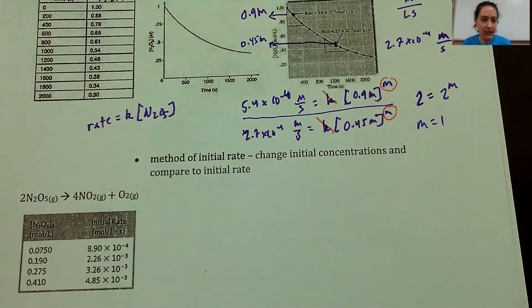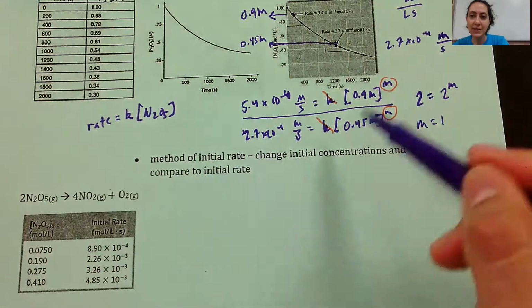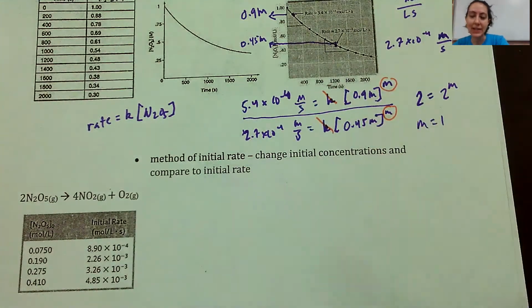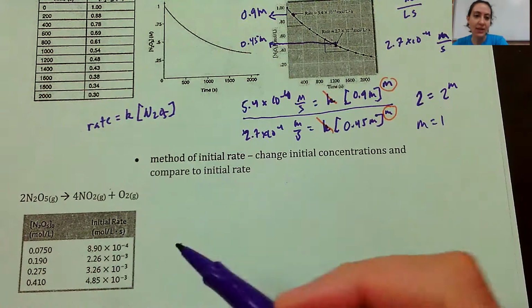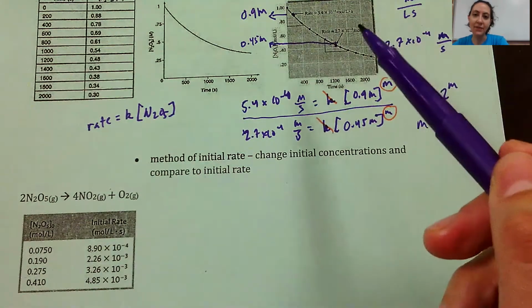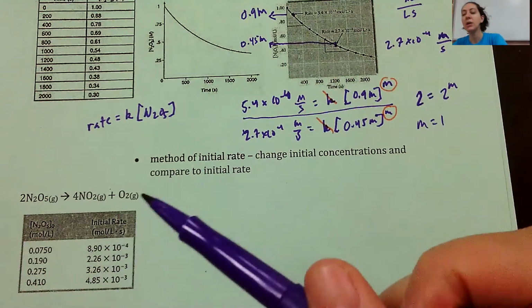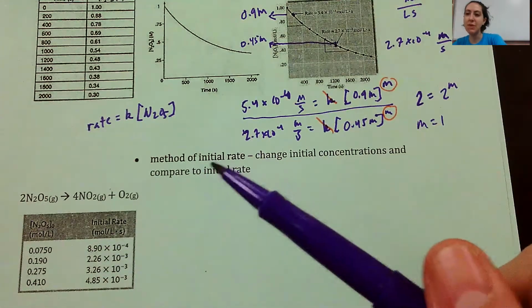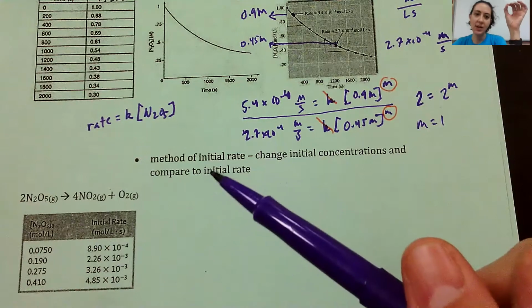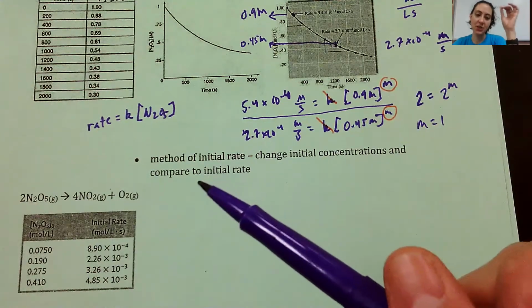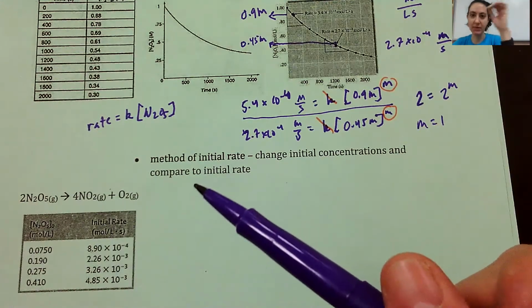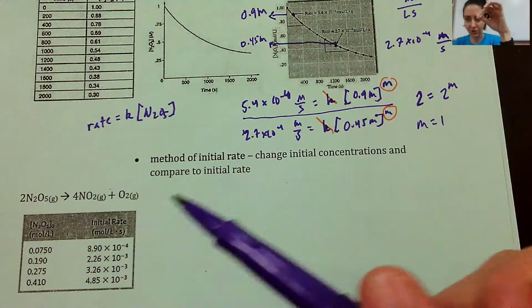Okay, perfect. So the method of initial rates is actually this same basic procedure. In this case, instead of using a graph to get those rates, you are basically doing an experiment and then you measure the rate at the start of the experiment, the concentration at the very, very beginning of the experiment, and the initial rate.